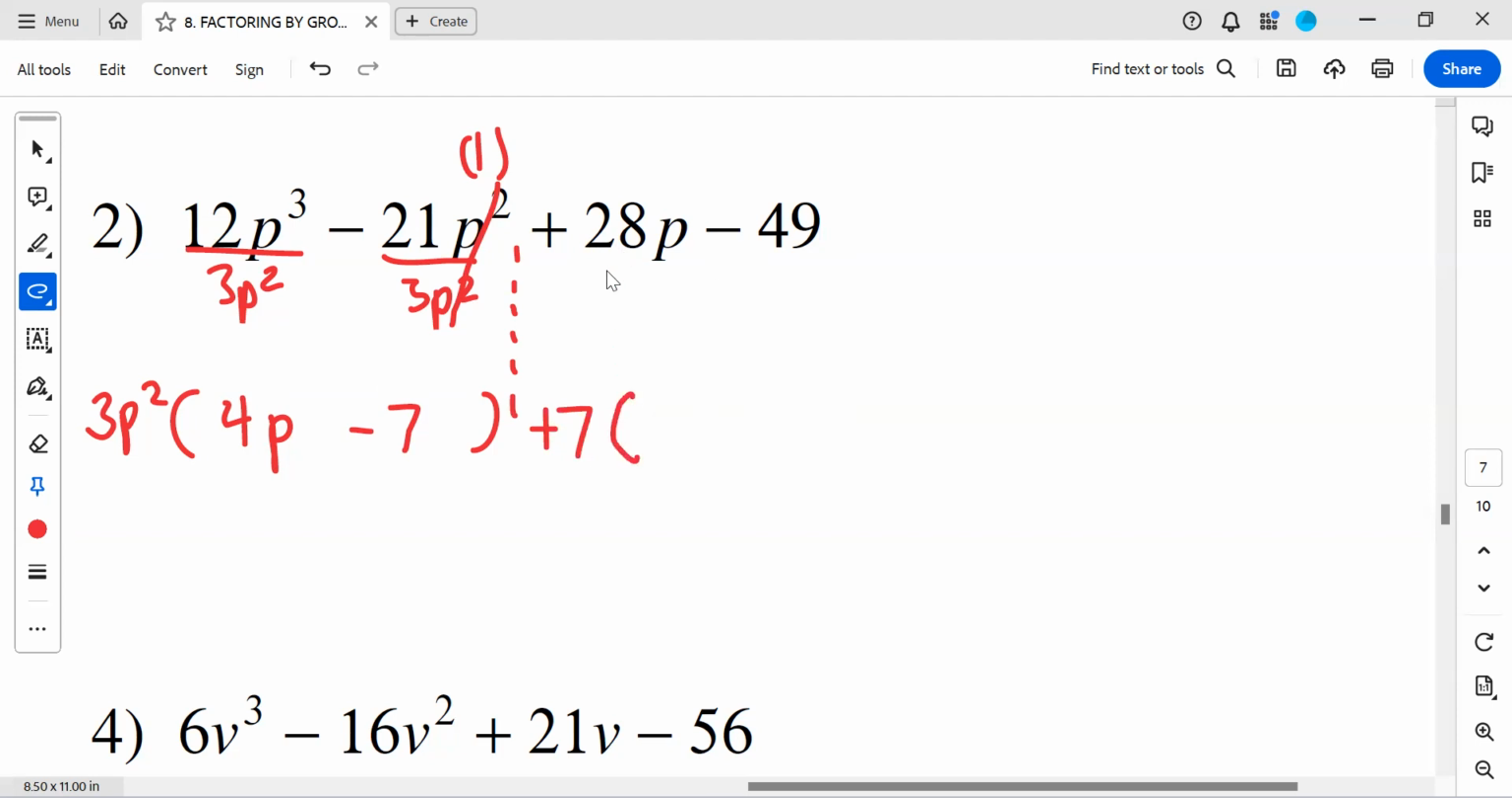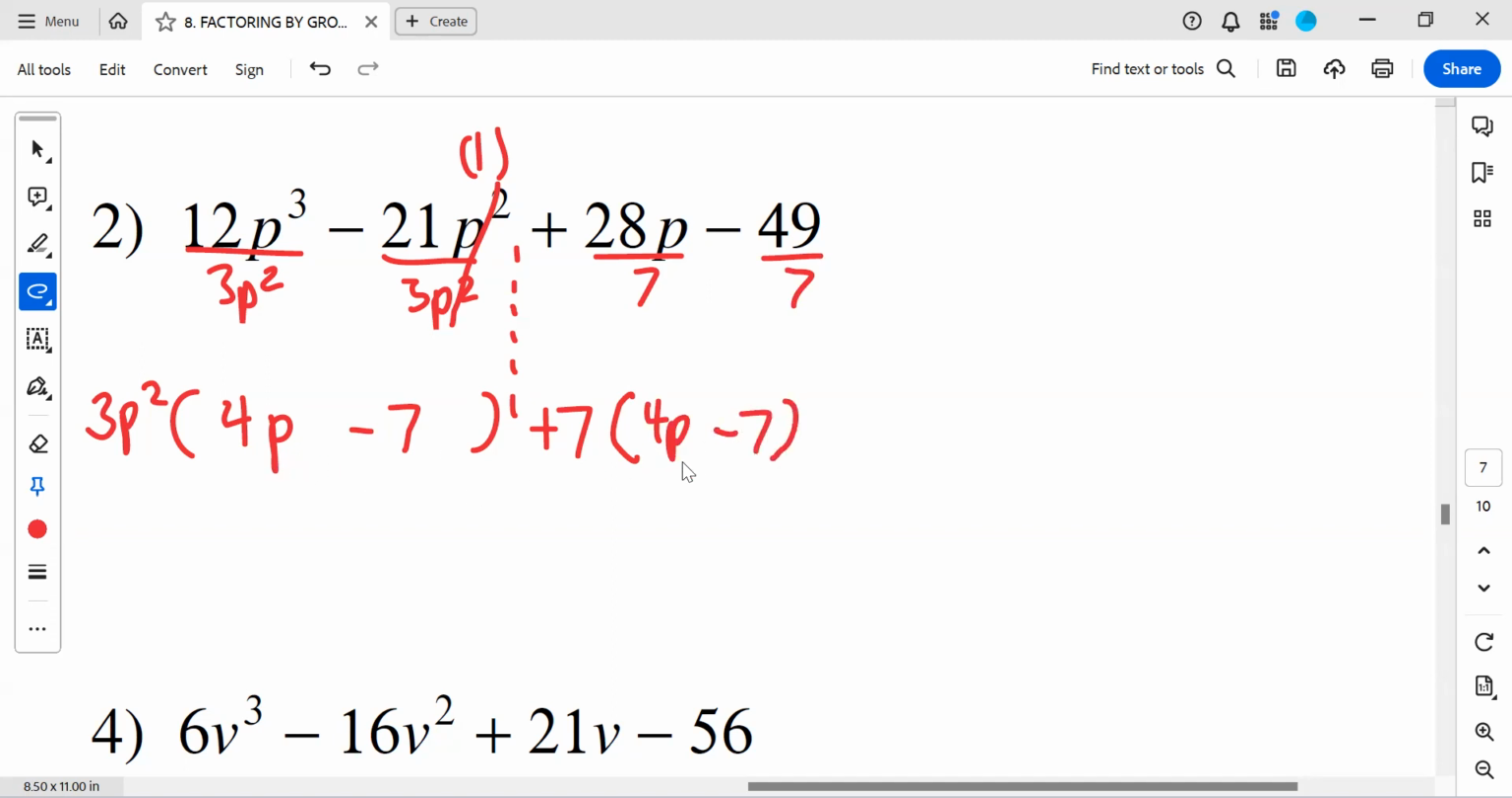A quick note, an easy way to find the GCF if you're ever unsure is you take this term, and then you divide it by the 4P, and it always gives you the GCF over here. 28P divided by 4P gives you 7. And that's my GCF. Then you're going to get 4P here minus 7.